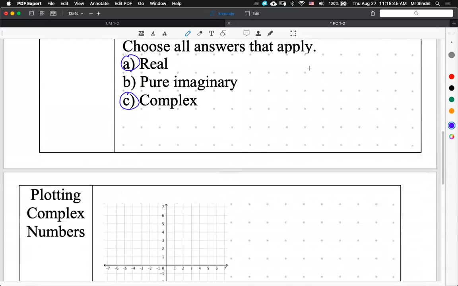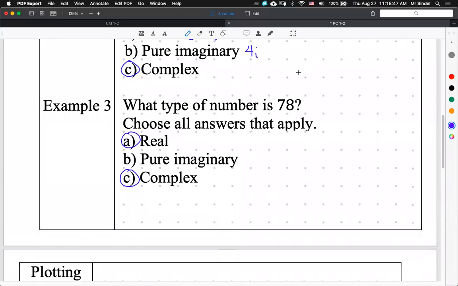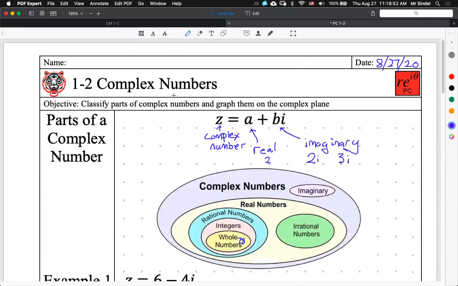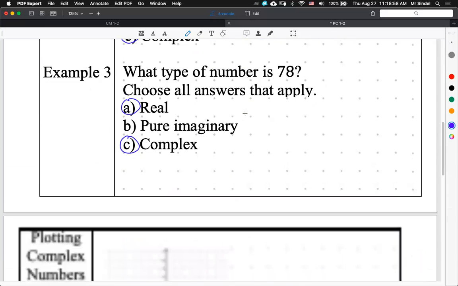All right, and that's kind of the classifying parts type of question that we'll have. So that's one homework assignment. But we also need to graph them on the complex plane. That's the second part of our objective. So let's talk about the complex plane.